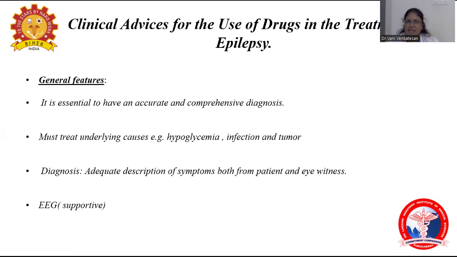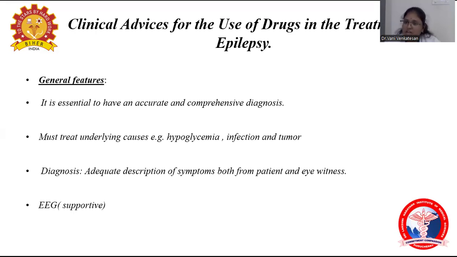Coming to what are the clinical advices you tell them. Basically, if a seizure patient comes, there are certain things you are supposed to notify the patient. So what are the things you'll be telling? In this case, it is very essential to have an accurate and comprehensive diagnosis. How will you diagnose whether a patient is having a seizure or not? We will take the detailed history of the patient. We will do an electroencephalogram, that is EEG. Based on the pattern of EEG, we will go for drugs.